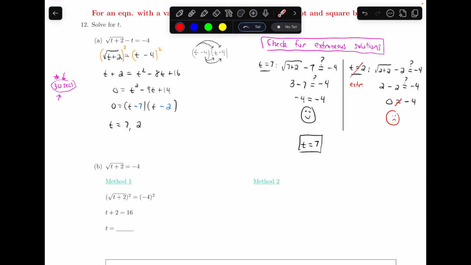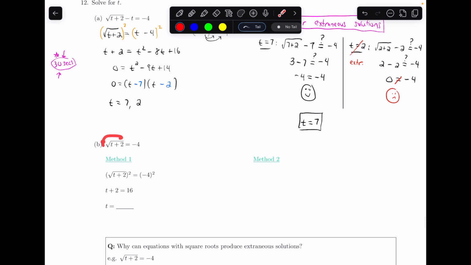Okay, so let's do another example. What if I had the square root of t plus 2 equals -4? I'm going to solve this in two ways. First, I notice the square root is already isolated. Let's just square both sides. If I square both sides, I'll get t plus 2 on the left and 16 on the right. And then if I subtract the 2, I get t equals 14.